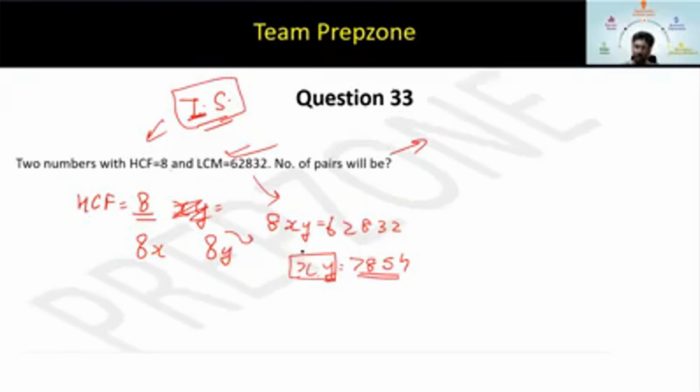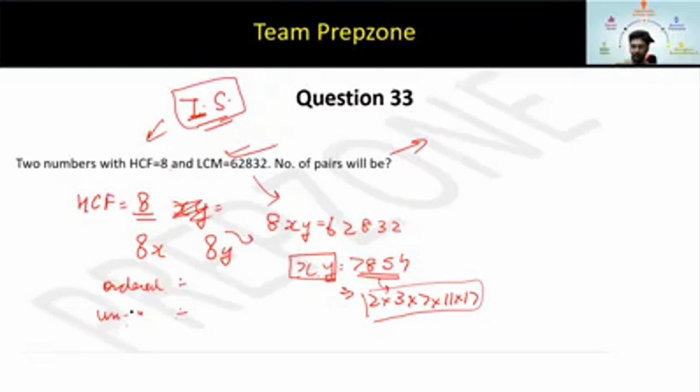So there is a rule which I will teach you when we deal with integral solutions, that why is this happening. If there are two co-prime numbers and you have to find the number of pairs that they will form, what you have to do is, see, what is 7854? 7854 is nothing but 2 into 3 into 7 into 11 into 17. Okay, this is how we can divide it. So there is a rule. Simply, there are two types of pairs: ordered pairs and unordered pairs.